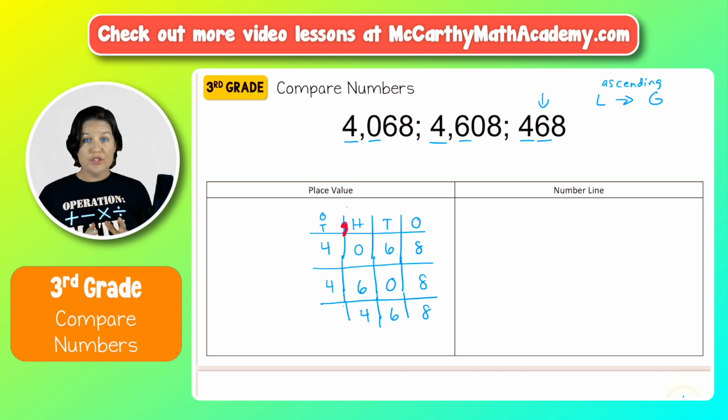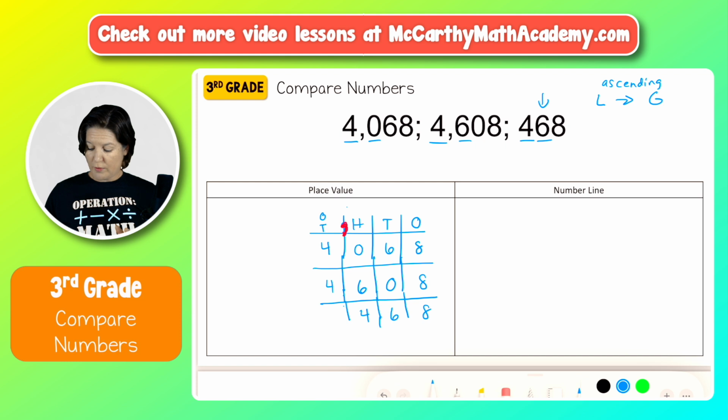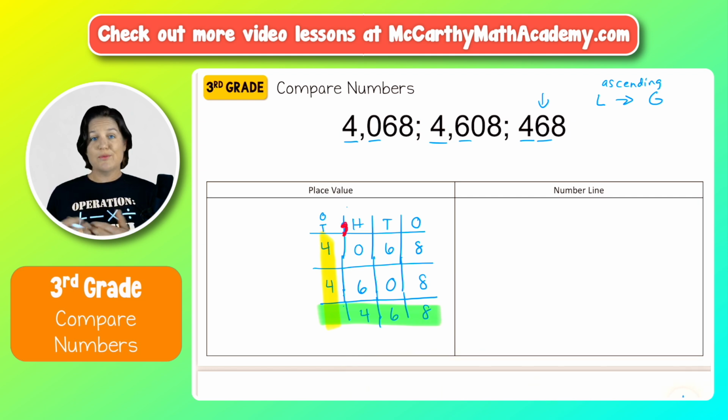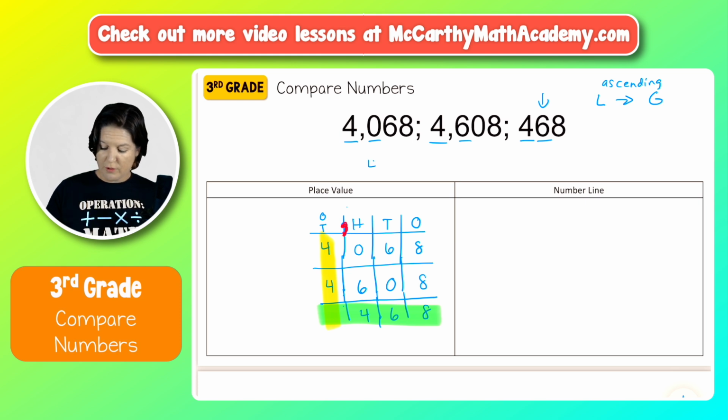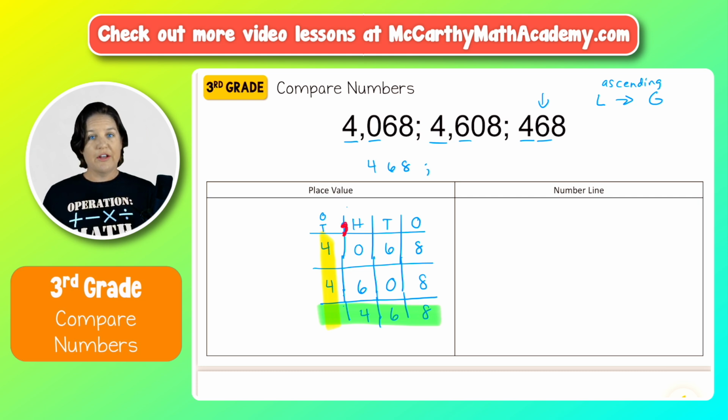We want to start with the largest value here, and that would be our 1,000s place. Here we have 4, 4, and nothing. So this one right here is going to be our lowest number, 468, because we don't have any thousands there. So we can say 468, semicolon. And now let's compare the values of the other ones.